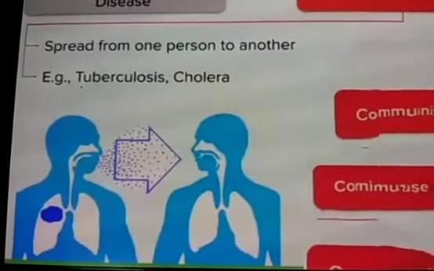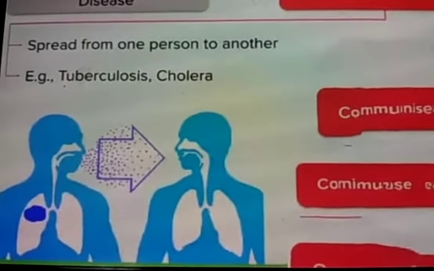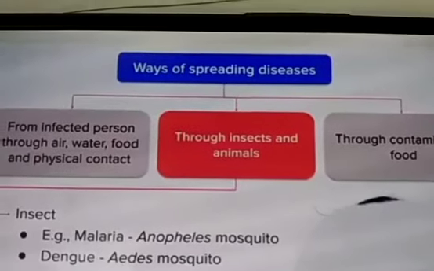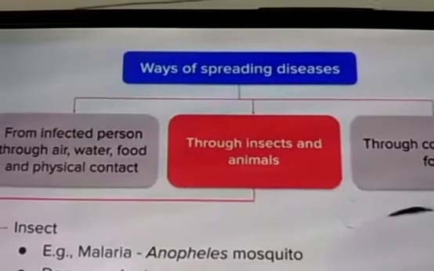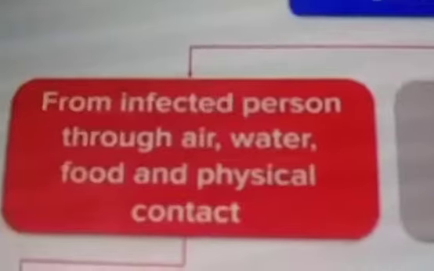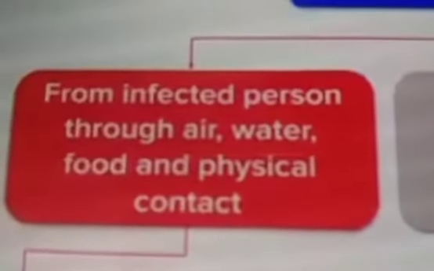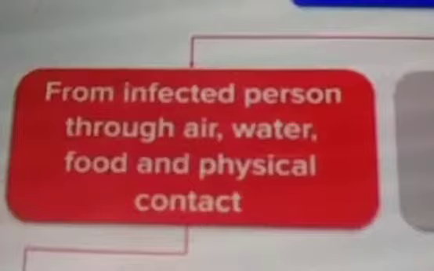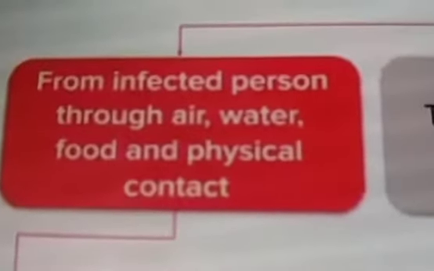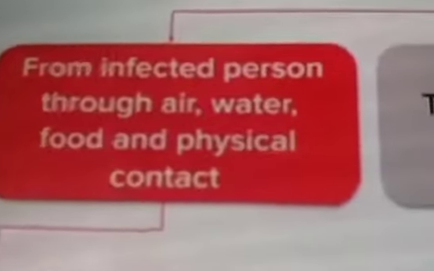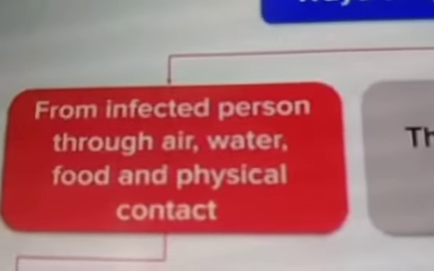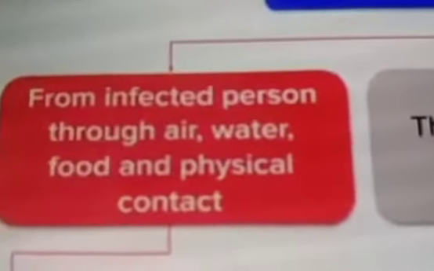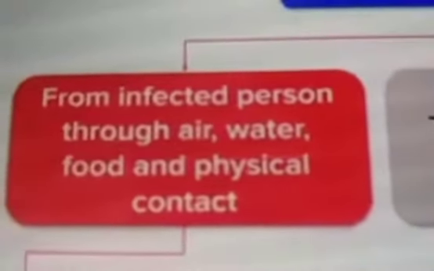All these spread. Now, how do you think this is spread? There are different ways of spreading diseases. Communicable disease can be spread in many ways. The first one is from an infected person through air, water, food and physical contact. For example, when a person is suffering from common cold, he sneezes. What happens? The fine droplets of moisture carrying thousands of viruses are spread in the air. The virus may enter the body of a healthy person while breathing and cause the infection.